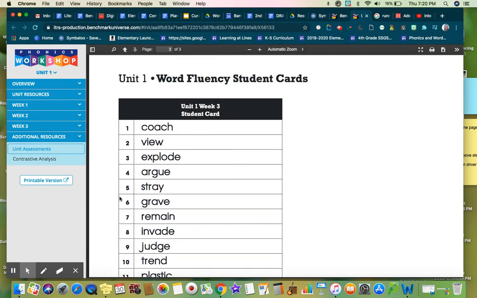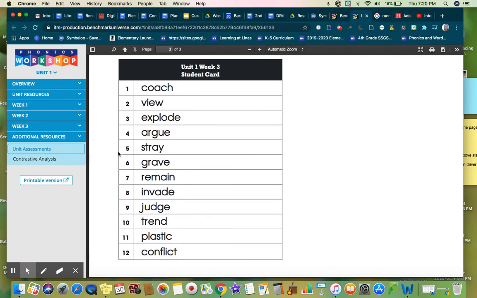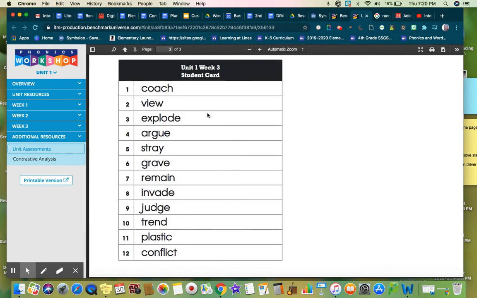If you were interested, this is completely optional. They have a fluency set of cards that always follow the unit assessment. It grows as the year goes on as well, but each of these words contain the pattern that was relayed in that first unit. So that, in a nutshell, is the unit and weekly, that is, in unit assessments.